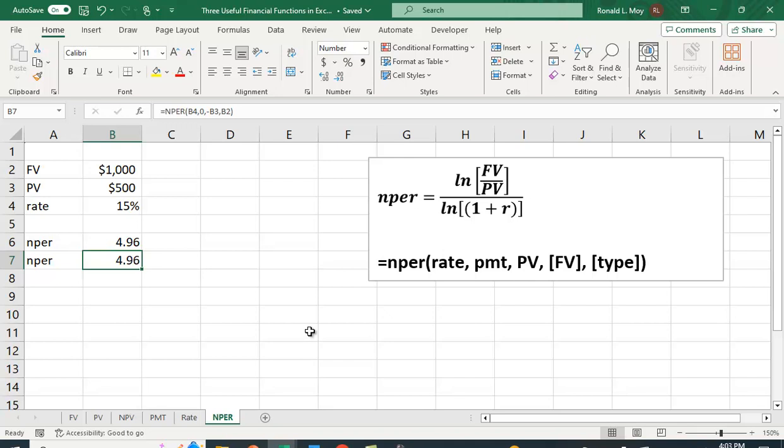Excel is incredibly useful for doing financial calculations. I see many students using a sheet of paper and doing it by hand when it's so much easier to do it this way, especially if you have a lot of calculations to do. So I hope you find this useful, and I hope you learn to use Excel.